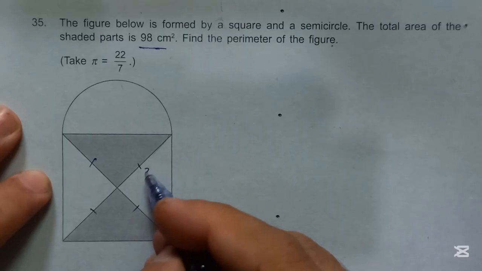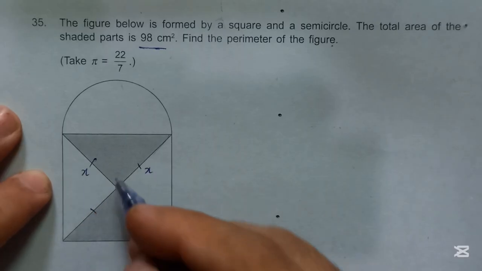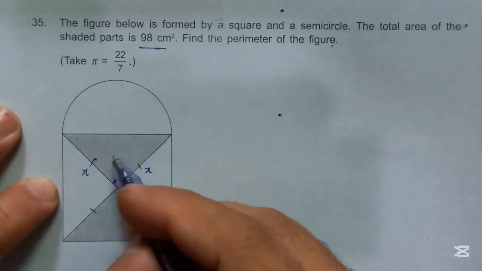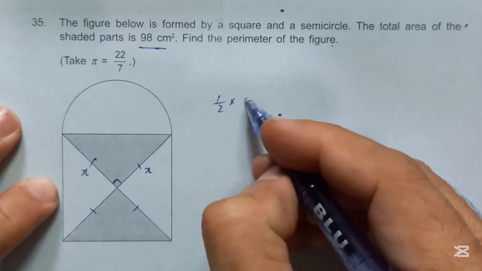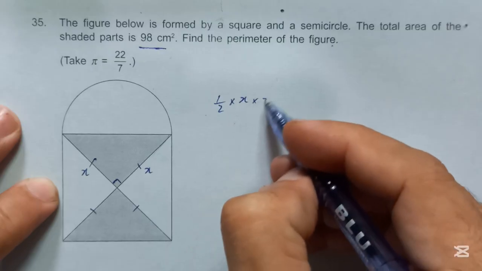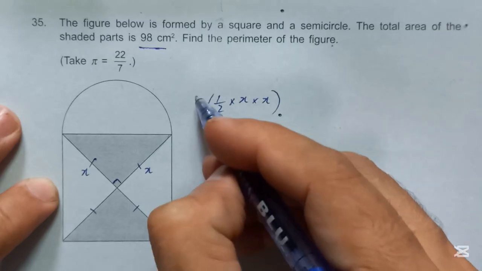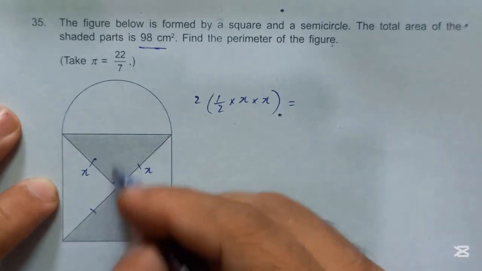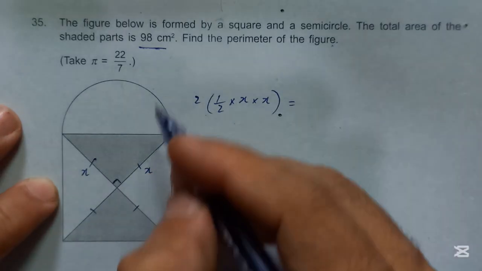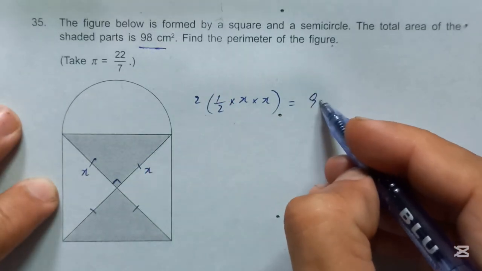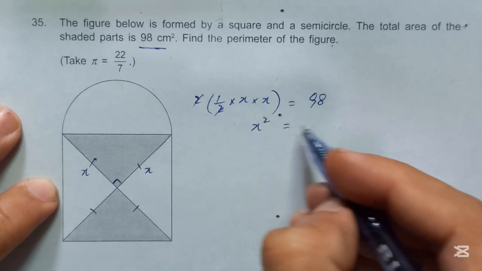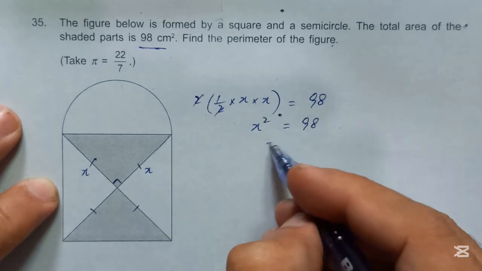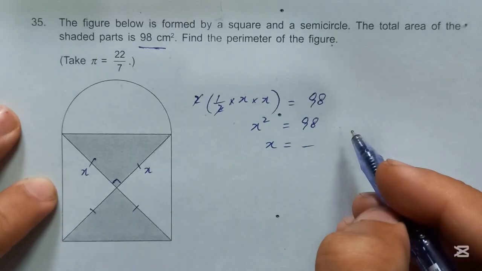So suppose this is x, and the diagonals cut each other at 90 degrees. The triangle's area is 1 by 2 into base into height, and there are actually two triangles. In total, these make the shaded part. So the shaded part is 98. So x square is equal to 98. From here you will find the value of x.